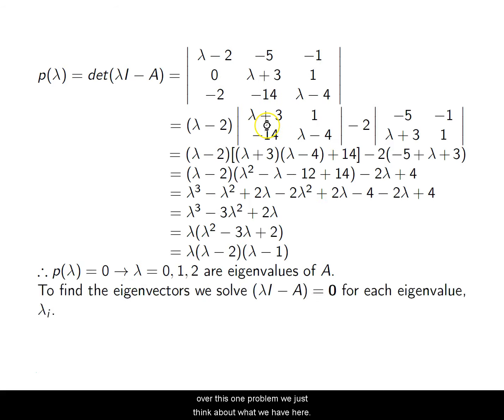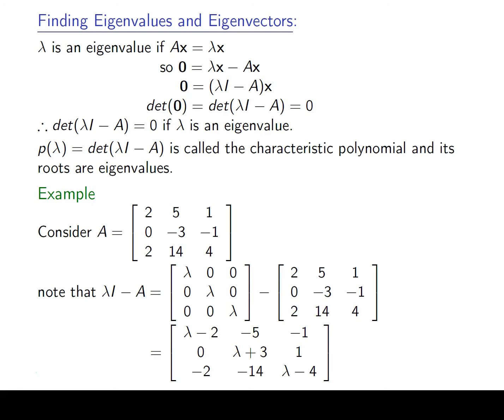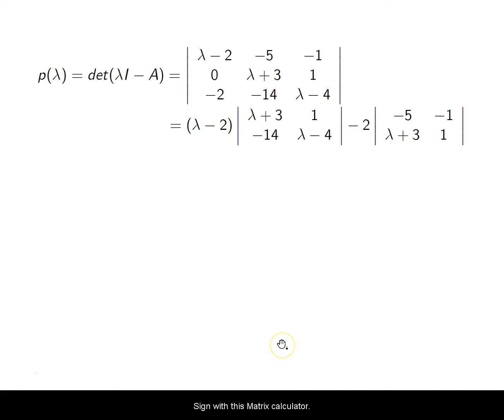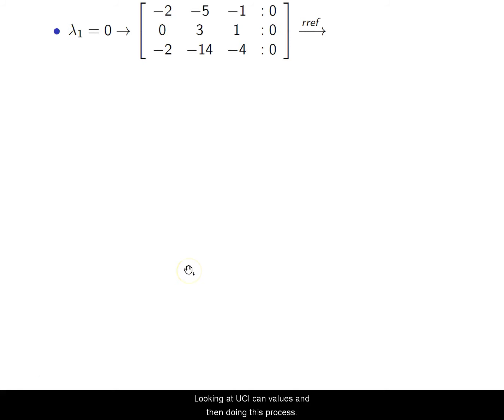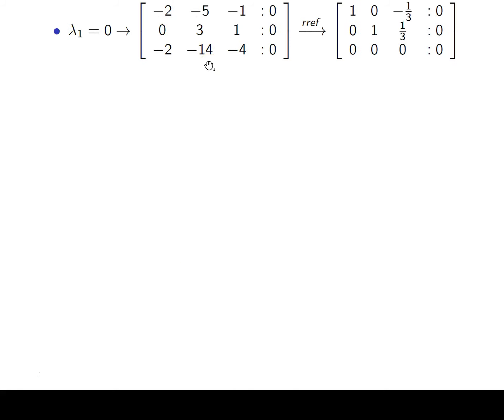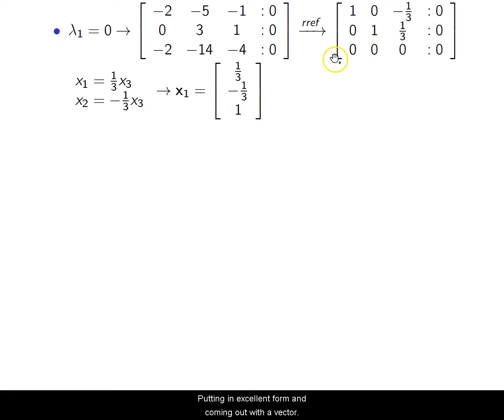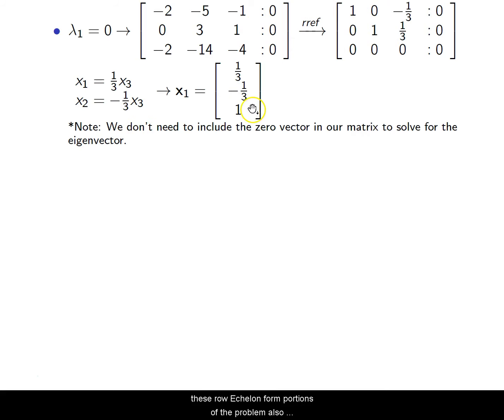This one problem, if we just think about what we have here, right? Starting with this matrix, calculating this determinant, solving this polynomial, looking at each of these eigenvalues, and then doing this process, putting it into row echelon form and coming out with a vector 3 times. That can be a very, very long process by hand. So you definitely want to use your calculator for these row echelon form portions of the problem. Note that we also don't need this 0 vector here. I really didn't need this.